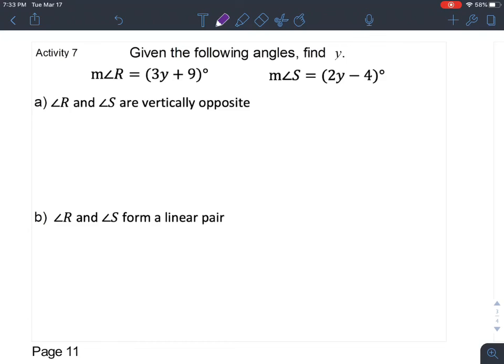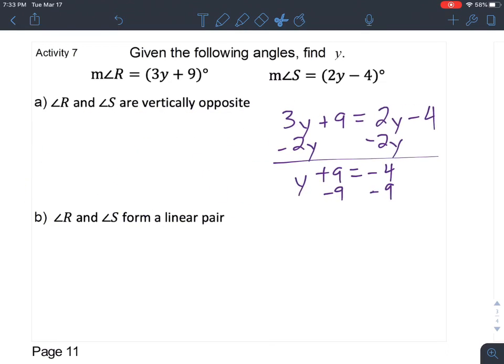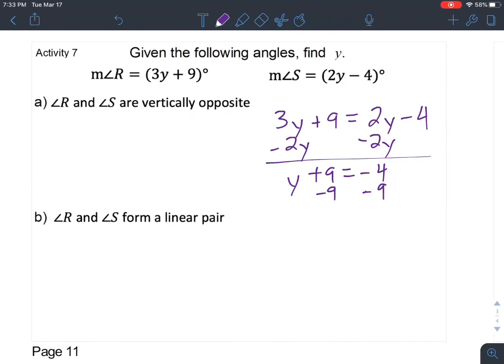Okay, so for the first one, angle r and angle s are vertical. That means that these 2 are going to be equal to each other. And something that I realized when I solved this question earlier, we get a kind of a weird answer. If we combine our like terms, so we're going to subtract 2y from both sides, we get y plus 9 is equal to negative 4. If we then subtract 9 from both sides, and I'm kind of running out of space, so I'm going to move this off to the side for now. What we found then was that y equaled negative 13.